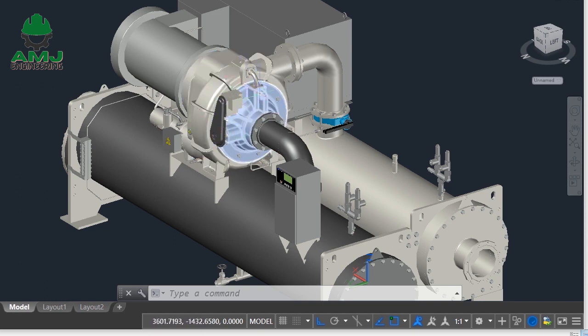So, our compressor here is of centrifugal type. There are different types of compressors like screw, scroll and reciprocating compressors. For larger capacities like 300 tons of refrigeration or more, the centrifugal compressors are selected.